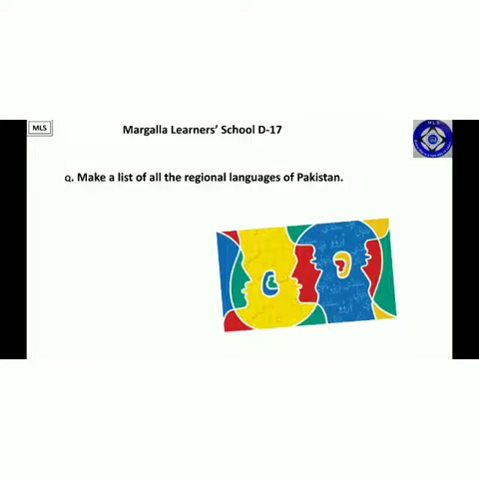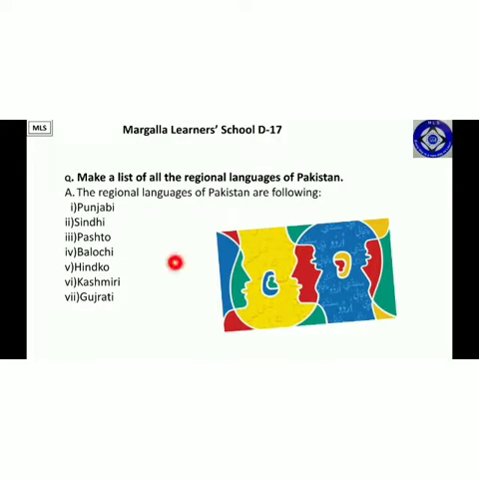I hope that you have made a list. The regional languages of Pakistan should be on your fingertips. So the regional languages of Pakistan are the following. The first four languages are of the four provinces: Punjabi, Sindhi, Pashto, Balochi, and then I have chosen three more languages: Hindko, Kashmiri, Gujarati. So I have chosen these seven languages. I hope that you would have chosen certain other languages as well.